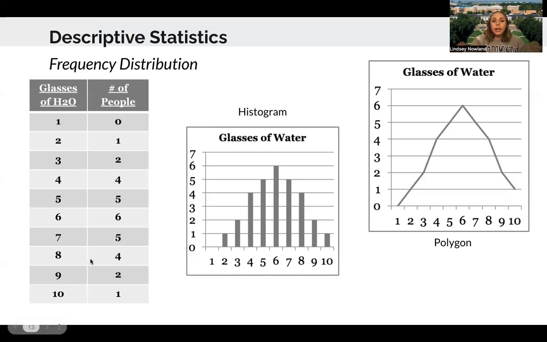And once you have your table created, it's a lot easier to create these graphs by looking here. You can see 6 glasses of water had the most people. 6 people drank 6 glasses of water. And your polygon is the exact same thing, your line graph. You can take this line and put it right on over top of this bar graph, and it makes the same exact shape. It's just another way of displaying your data to your readers.